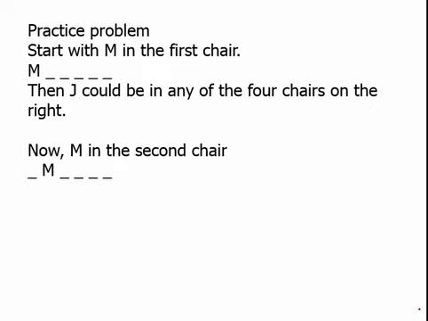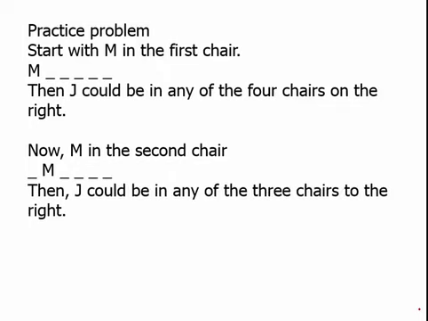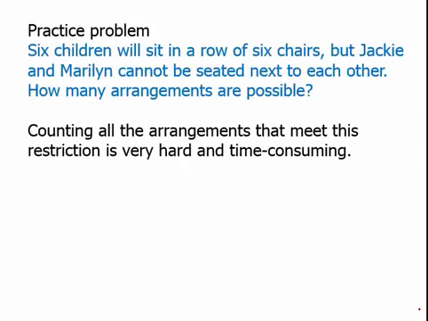Now put Marilyn in the second chair. Well, then Jacqueline could be in any of the 3 chairs to the right. Okay, so the number of chairs that Jacqueline could be in is not the same each time. And notice as we keep moving Marilyn over, there are going to be some chairs on the left and some chairs on the right where Jacqueline could be. So this is starting to get hard. Counting all the arrangements that meet this restriction is hard and time-consuming.